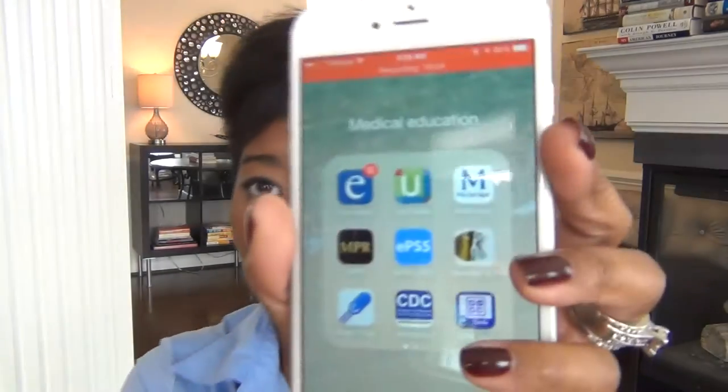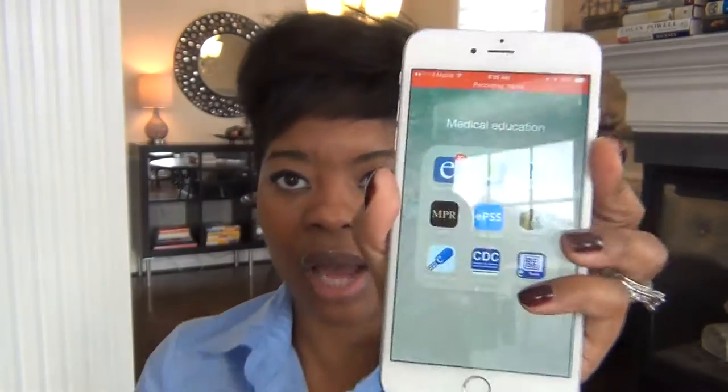So say you don't want to spend $200 for UpToDate, $159 for Epocrates, but you still want to have apps. You want free apps. Here's the app that I would use. I would use Medscape. I have it on my phone because I just like it.